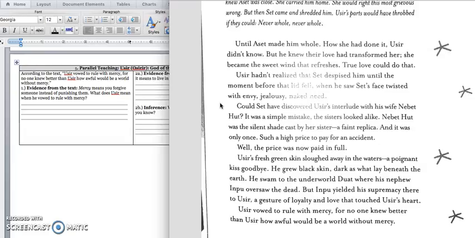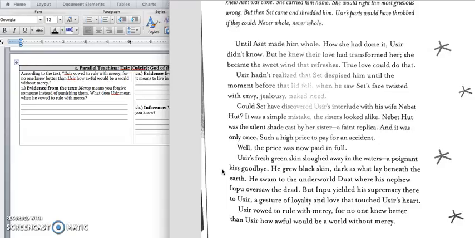Okay, so Usir is thinking about how, like, I don't even know what I did to him, but he's just so jealous of me. And then he remembers, like, maybe it was because I cheated on him with Nebet Hut on accident. Maybe that's why he got back at me. Let's go to the last paragraph.